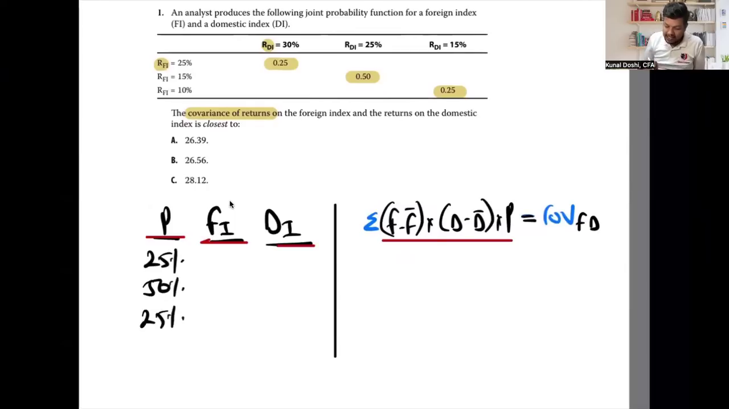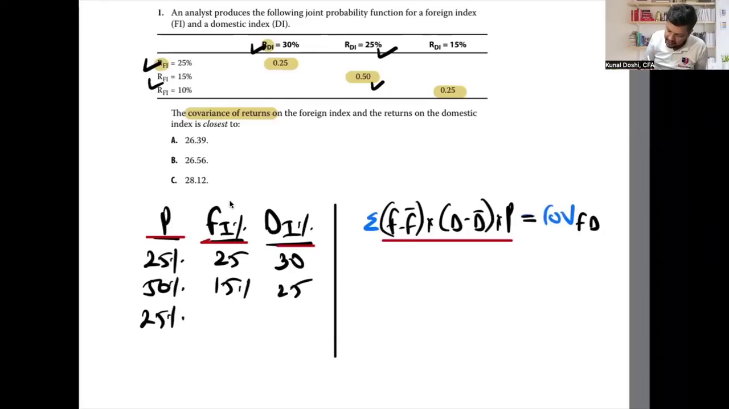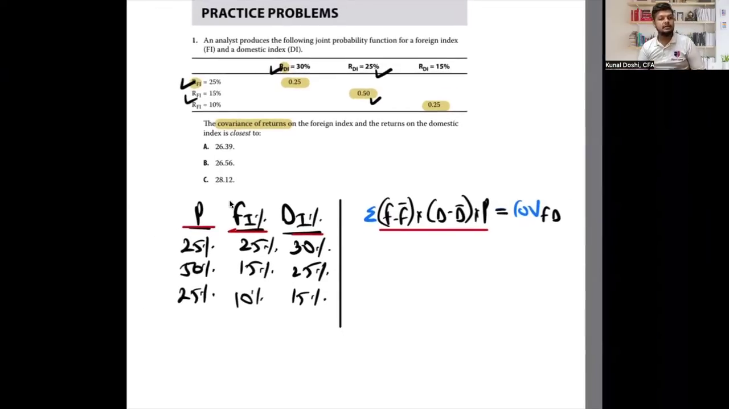50%, and 25%. So what is the return for 25% probability? What is the return of the foreign index? That is 25% and domestic 30. I'll write these down in percentage. So this is 25, this is 30. For 50% probability, it is 15 and 25. Everything is in percentage, okay? And the last is 10 and 15. Clear, everyone?